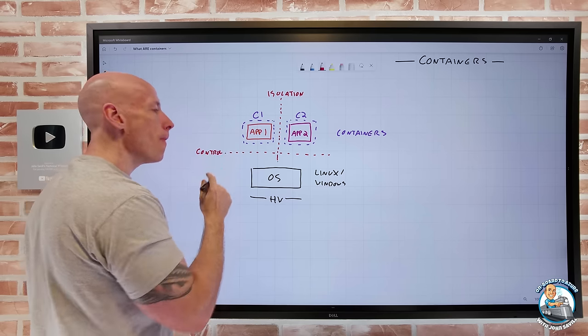Now, there are things it doesn't solve. At a bigger scale, I need multiple containers. I need resiliency. I need service discovery. I need integration with load balancers. And I need richer services. That's Kubernetes. That's a different video.